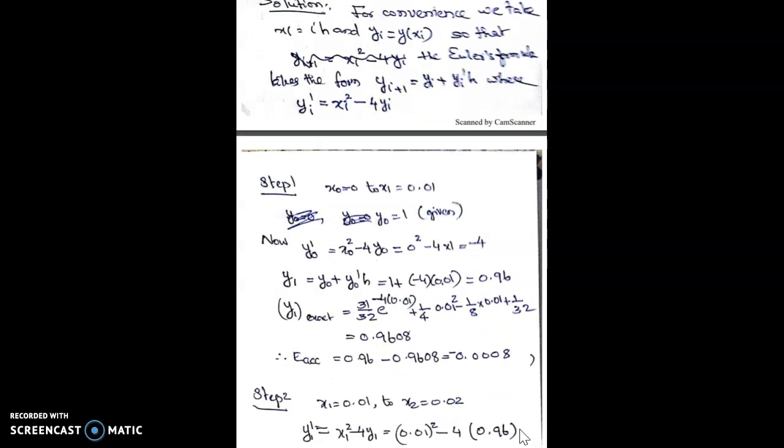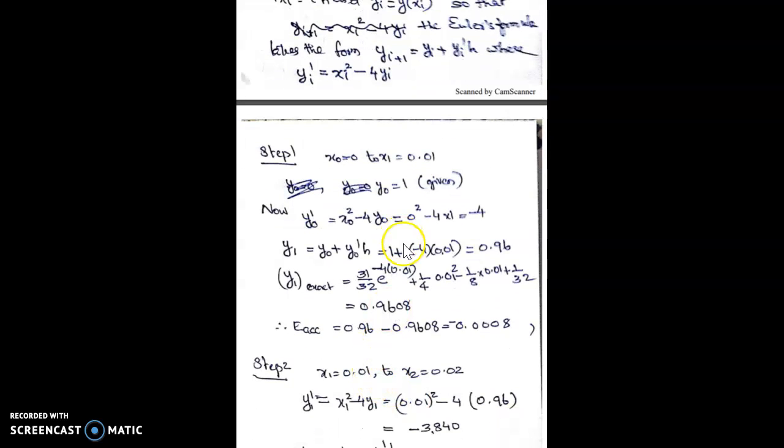So y_1 simplifies to 0.96. And y_1 exact is given by substituting x = 0.01: 31/32 into e^(-4 into 0.01) + 1/4 into 0.01^2 - 1/8 into 0.01 + 1/32, which simplifies to 0.9608. And so the accumulated error is the difference between the two values 0.96 and 0.9608. The difference is -0.0008.